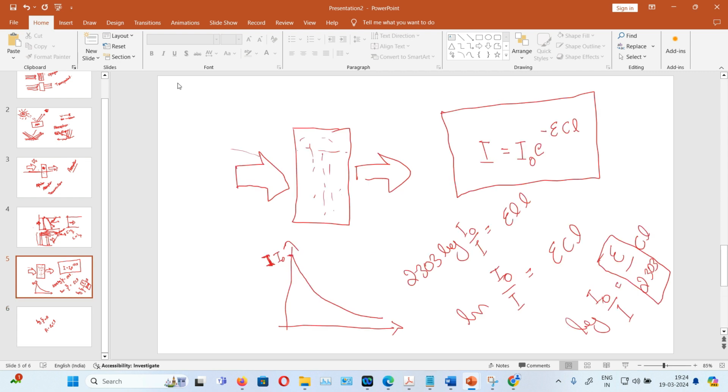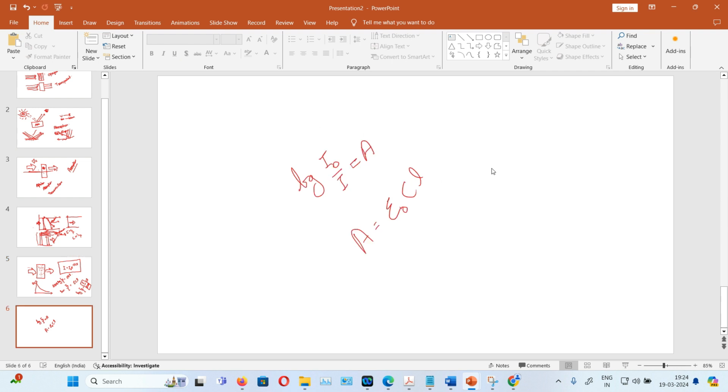And Beer-Lambert's law actually comes from this equation: I is equal to I naught e raised to epsilon C. These things are useful when we are dealing with photodynamic therapy. These are some basic concepts which are useful when we are studying photodynamic therapy, and we will see how we can use this method by looking at the assignment problems.